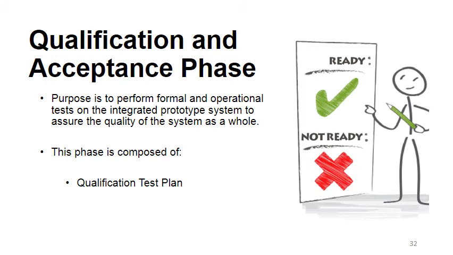Next, we have the qualification and acceptance phase. The purpose of the qualification and acceptance phase is to continue testing the system. At this point, we have a full system, and thus we must test the entire system. Included in this section is the qualification test plan.